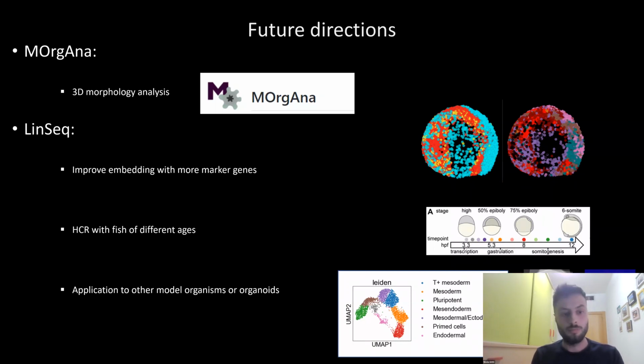Also to use HCR with fish of different ages, because actually the single cell RNA sequencing dataset that I told you about in the beginning is much richer than what I showed you. They actually did single cell RNA sequencing for fish at different ages. So we limited to 12 hours post-fertilization, but in principle, it's possible to use also this information. And of course, there is also the possibility to expand this pipeline and apply it to other model organisms or organoids in the future.